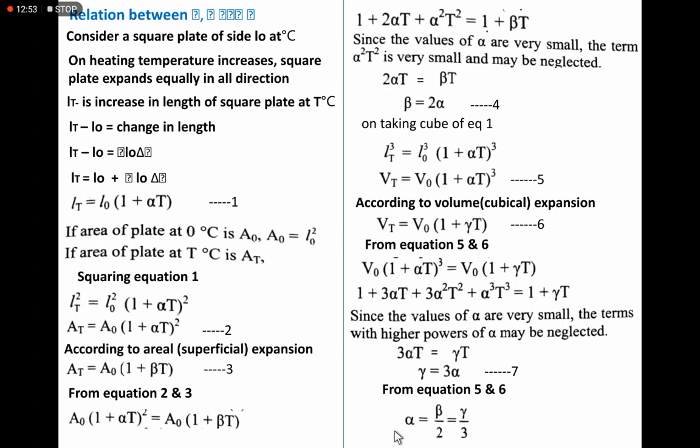I repeat, these constants are not reflected over here. So the relation between alpha, beta and gamma is the title. Okay, here it is alpha capital T, again alpha capital T. Only the mistakes are there in this slide.